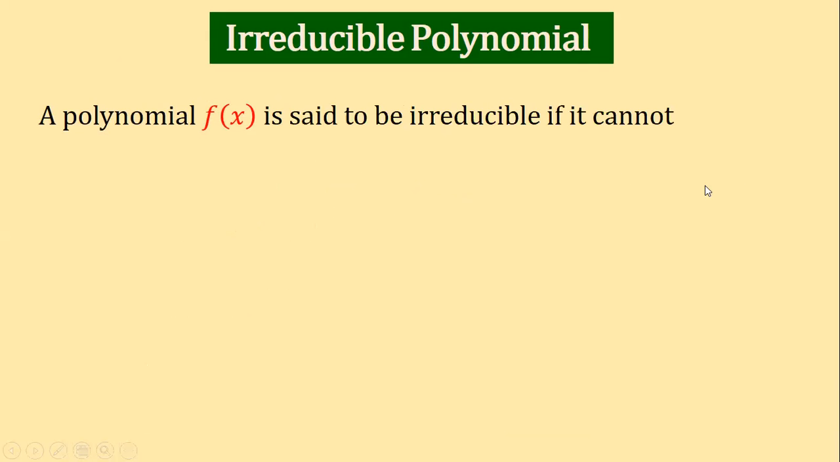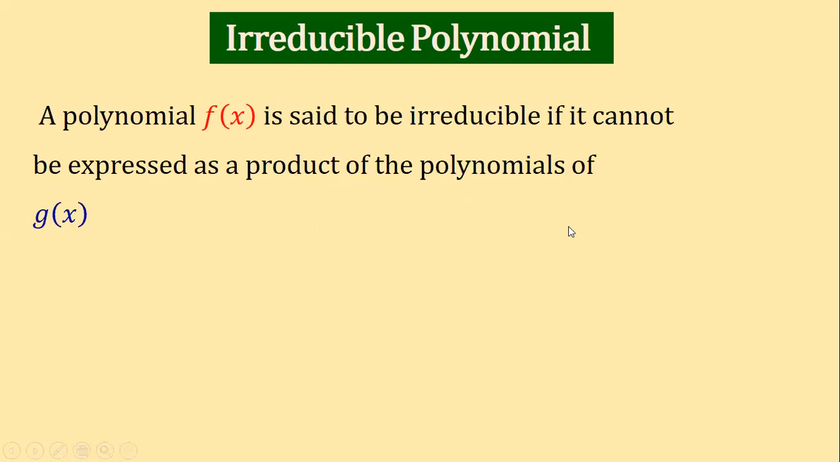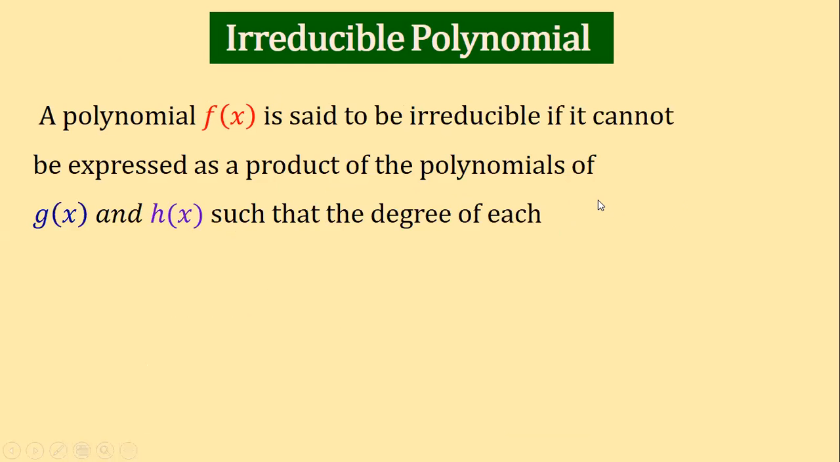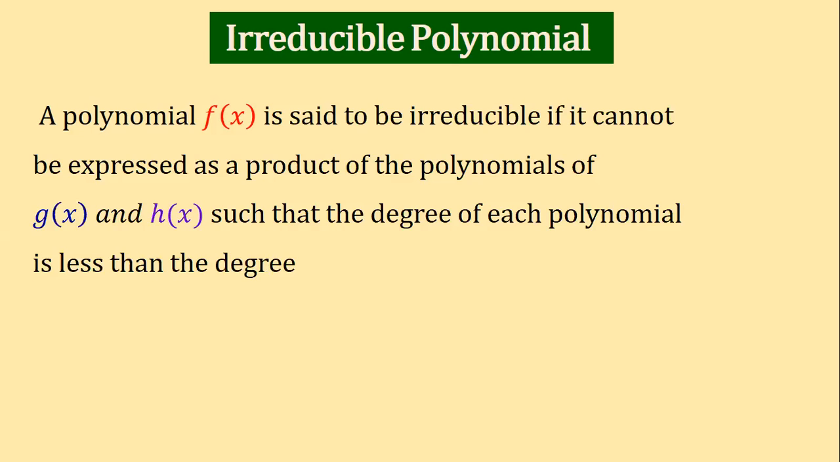Now children, let us see what an irreducible polynomial is. Till now we have been talking about reducible polynomials. What is an irreducible polynomial then? Yes, you are right. It is the opposite of a reducible polynomial. A polynomial f of x is said to be irreducible if it cannot be expressed as a product of the polynomials g of x and h of x, such that the degree of each polynomial is less than the degree of f of x. So what is the definition of an irreducible polynomial?